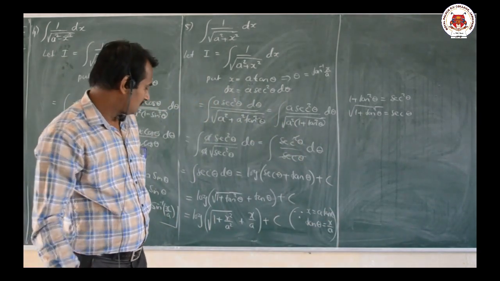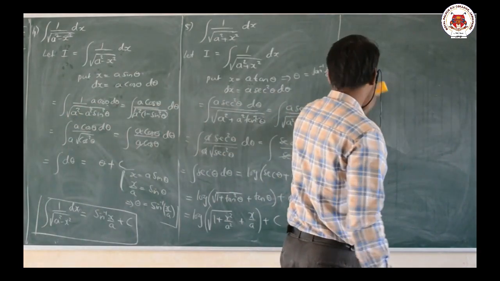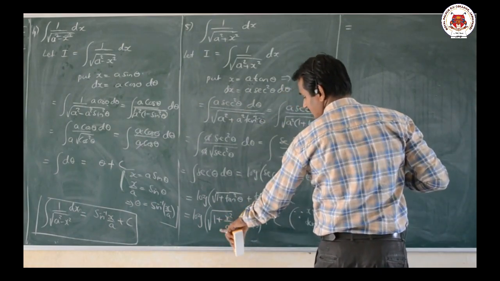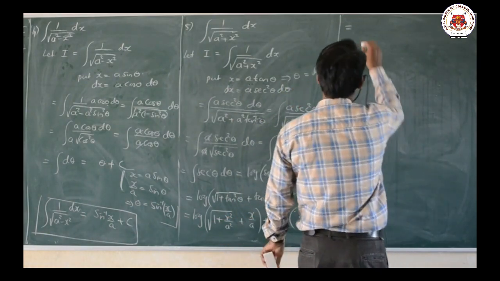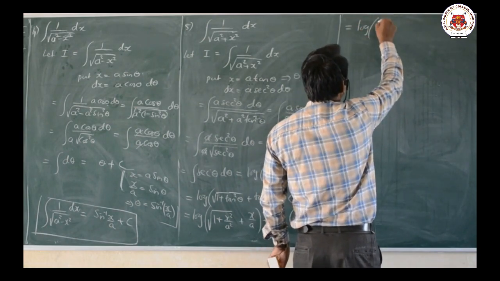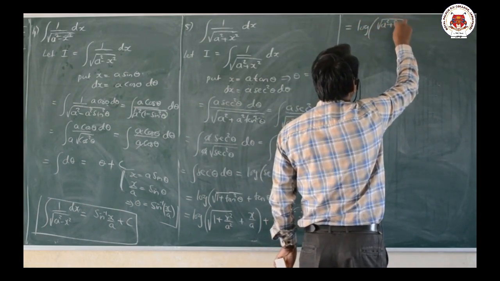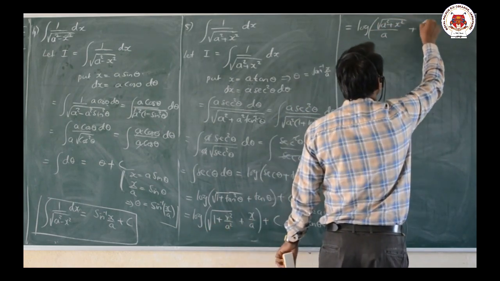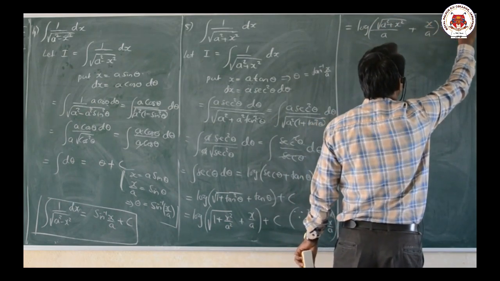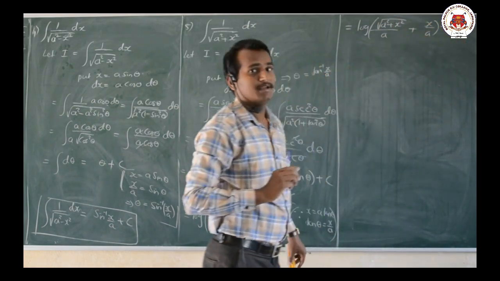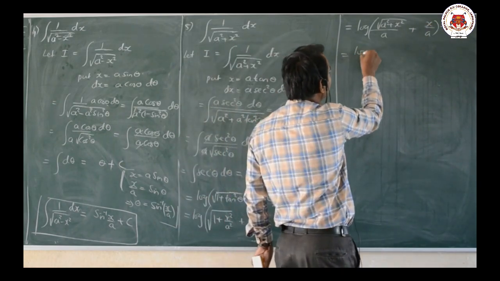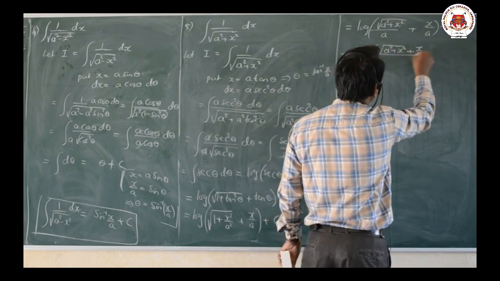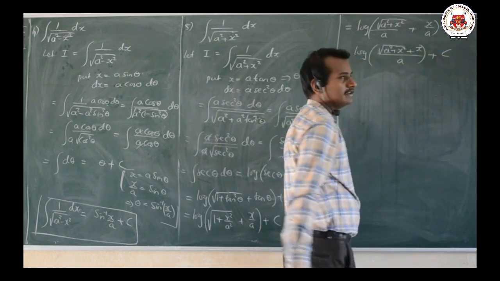Okay, next, which is equal to, now what do we get here? Let us take the LCM: a square plus x square divided by a square, plus x by a, which is equal to log of root of a square plus x square divided by a. Why? Because root a square is a, plus x by a, plus an integral constant c. Here we can observe that the bases are the same, so that is nothing but log of root of a square plus x square plus x divided by a, plus an integral constant c here.